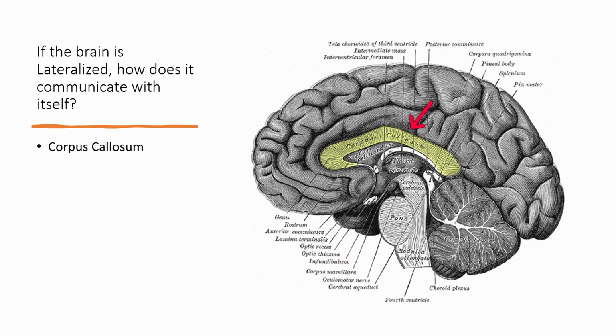Now, if the brain is lateralized, the cerebrum in particular, how does it communicate? It's through something we've talked about before, which is this yellow area here called the corpus callosum. I have mentioned it a few times, and I'm going to highlight it in light blue.